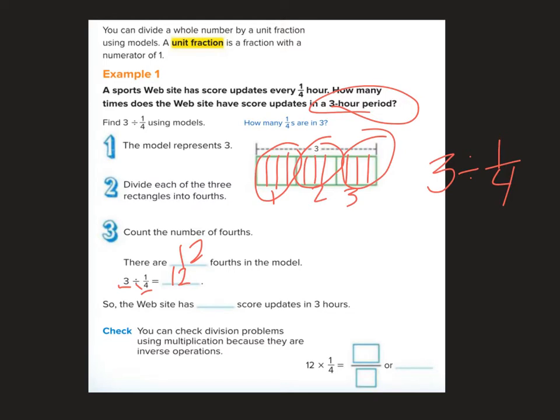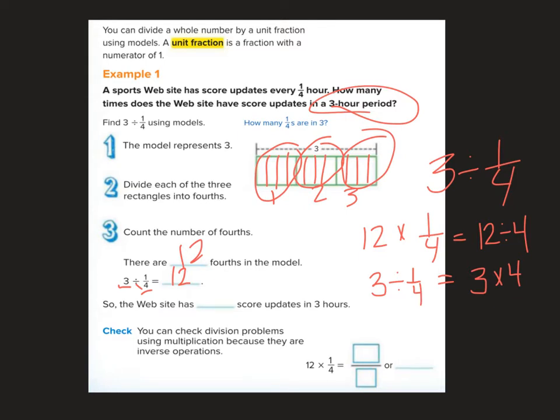Do you notice anything? Remember before, if I'm doing 12 times 1/4, what were we actually doing? 12 times 1/4 is the same as saying 12 divided by 4, right? So inversely, 3 divided by 1/4 is the same as saying 3 times 4, because we got our 12, isn't it? So isn't that kind of a neat little trick that we have going on there?